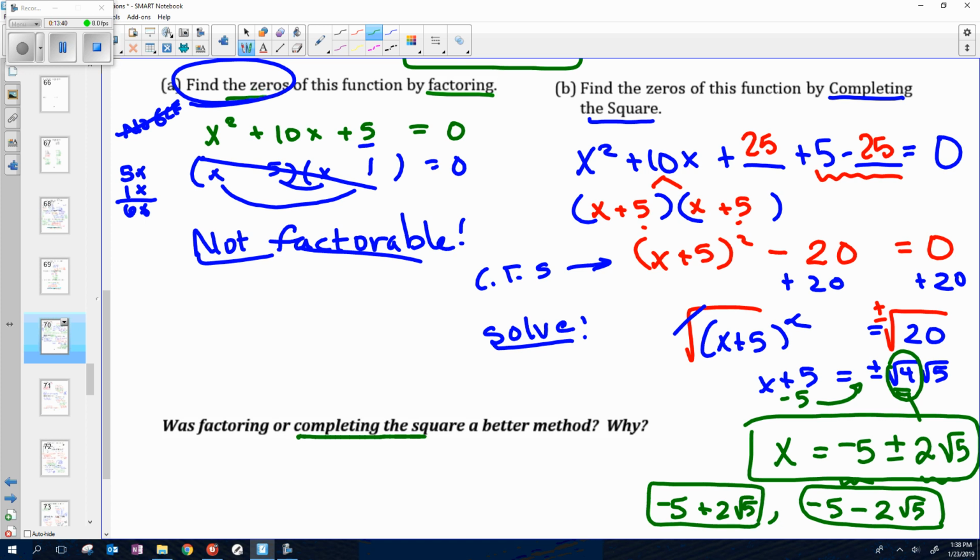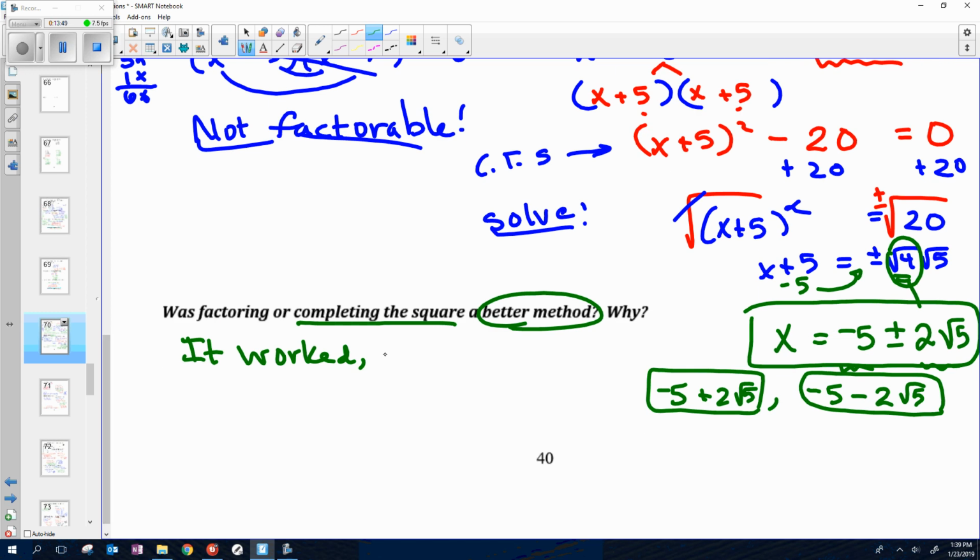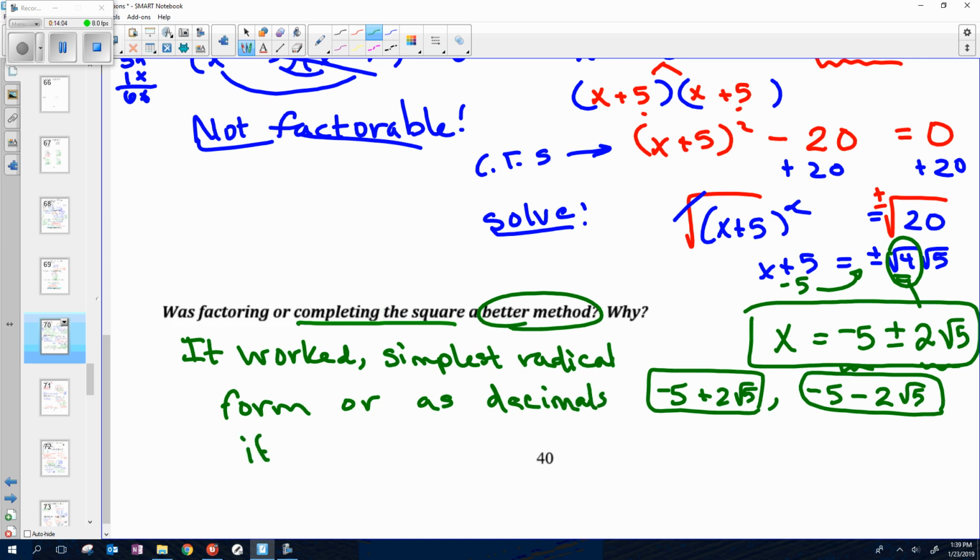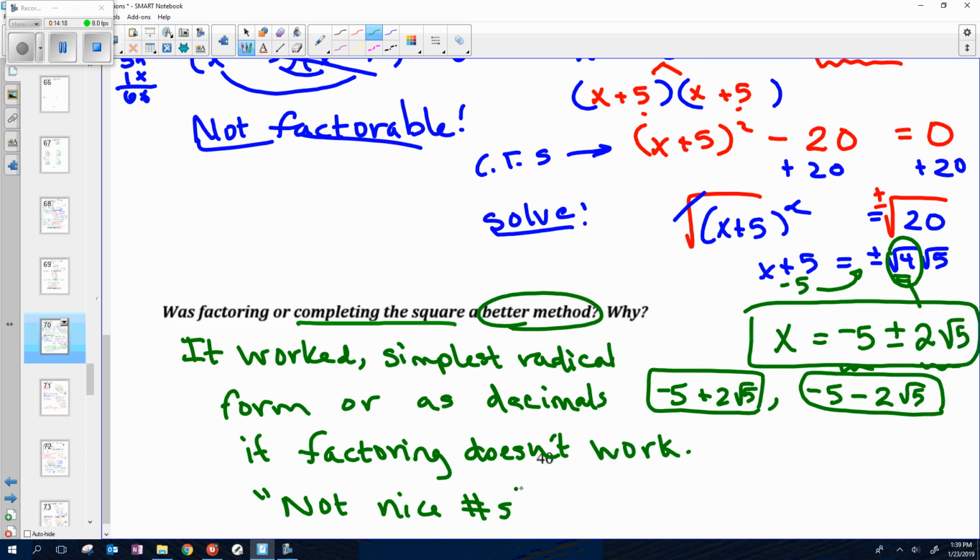So definitely completing the square was the better method, and that's because it worked. The answers weren't nice, but we could leave our answer in simplest radical form or as decimals if factoring doesn't work. Keep in mind that factoring will only work if the numbers are nice. So if you have not nice numbers, then you can't factor.